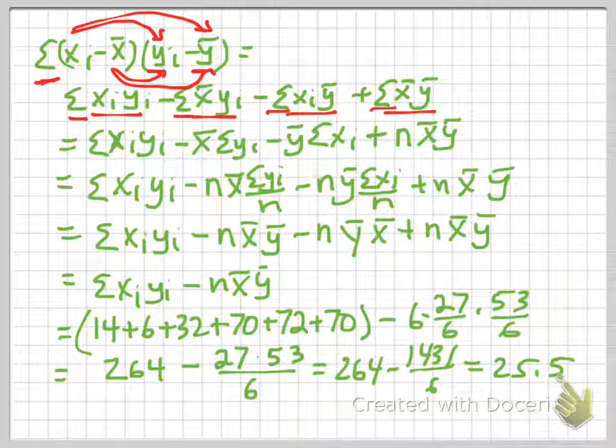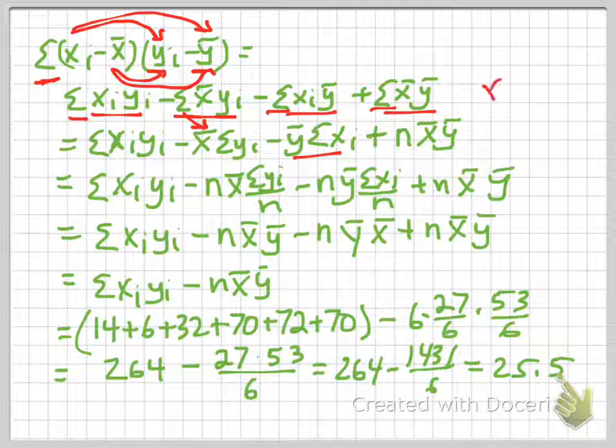With the rules of summations, I can take the x bar out of the summation sign. So notice here, the x bar is now outside the summation sign because it's a constant, it's just a number. So we have x bar times the summation of yi. Then we have y bar times the summation of xi, and then the summation of x bar y bar is just n times x bar y bar, because x bar and y bar are constants.